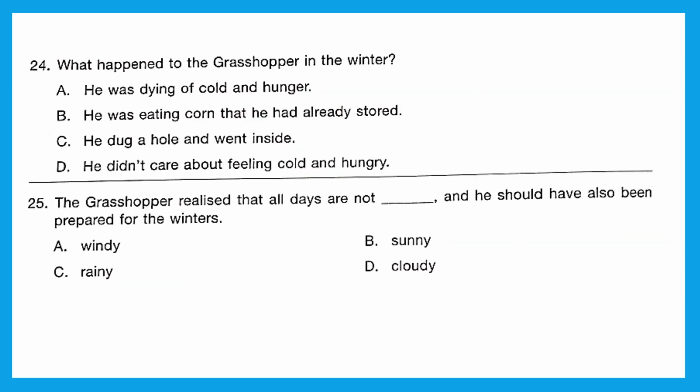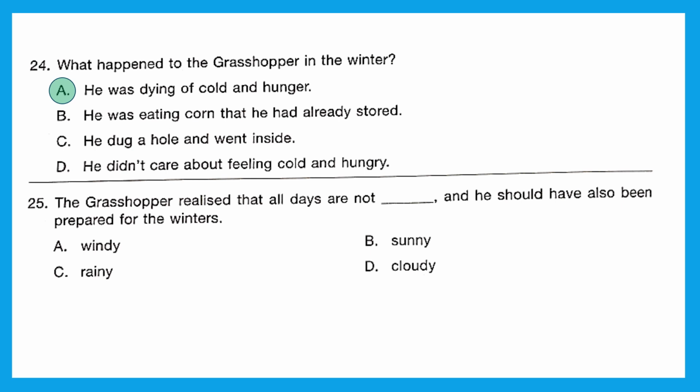Question 24. What happened to the grasshopper in the winter? He was dying of cold and hunger. That's absolutely right. And that is our answer. Option A. But let's see others also. He was eating corn that he had already stored. No. He dug a hole and went inside. No. He didn't care about feeling cold and hungry. No.